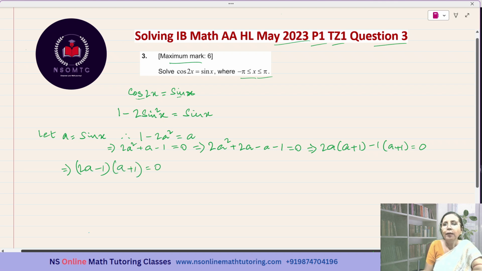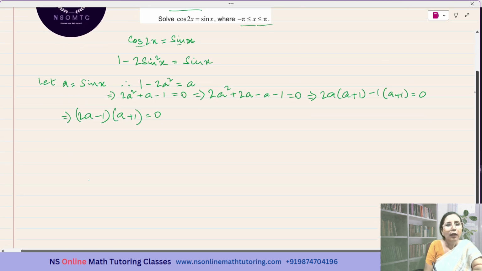equal to 0. Okay. So if we take 2a minus 1 equal to 0, therefore a, which is equal to sin x, is equal to half. If 2a minus 1 is equal to 0, then a will be equal to half. So sin x equal to half, or a equal to sin x equal to negative 1. Now we have to get the values of x.